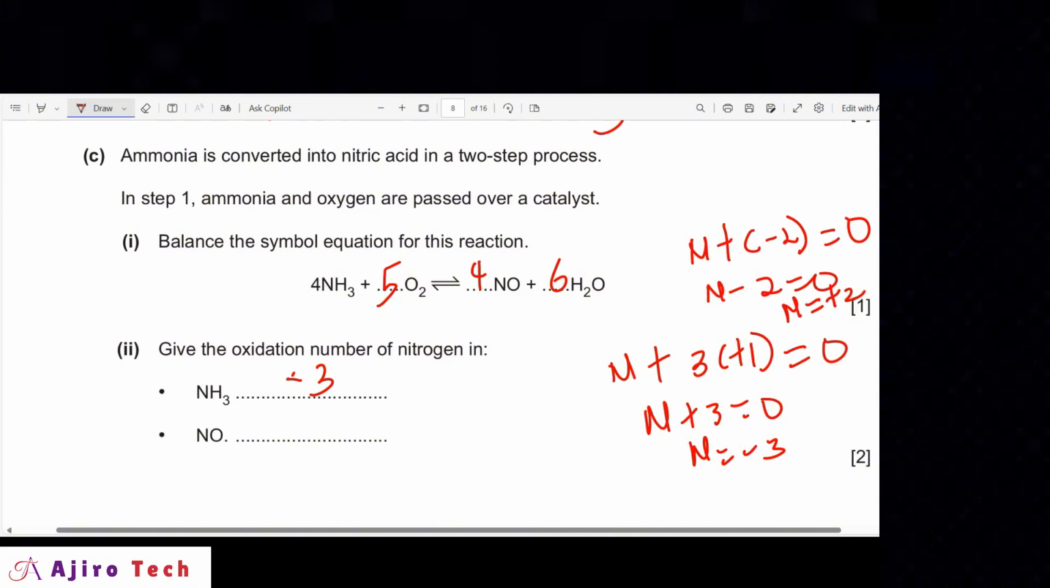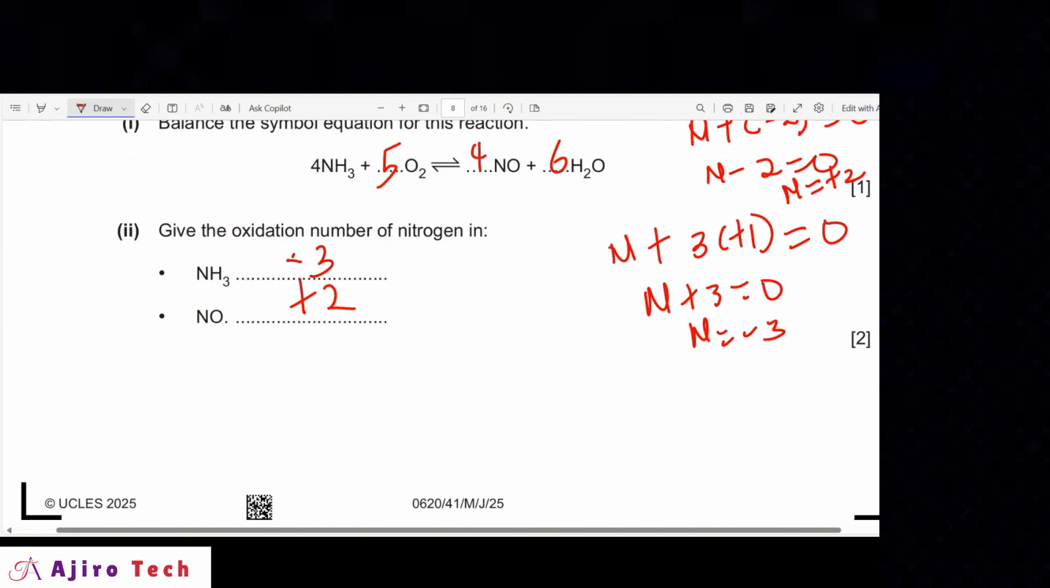Basically, just know the group the element belongs to and the oxidation numbers. I think we've done that in a couple of videos, so you can watch these videos again where we said group 1 is plus 1, group 2 plus 2, group 3 plus 3, and so on. When you know that, these questions are very easy to do.